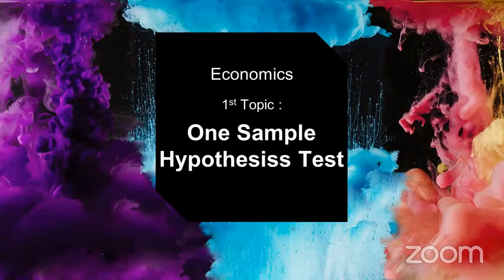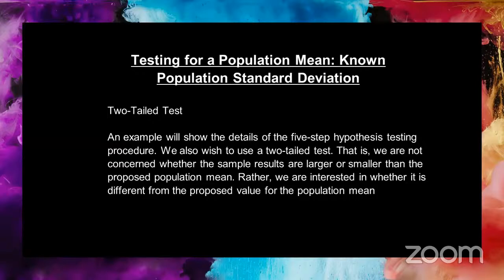On to the second part of the first topic. Testing for a population mean, known population standard deviation, we will be using a two-tailed test and a one-tailed test. An example shows the details of the five-step hypothesis testing procedure. We also use two-tailed tests. That means that we are not concerned whether the sample results are larger or smaller than the proposed population mean. Rather, we are interested in whether they differ from the proposed value of the population mean.